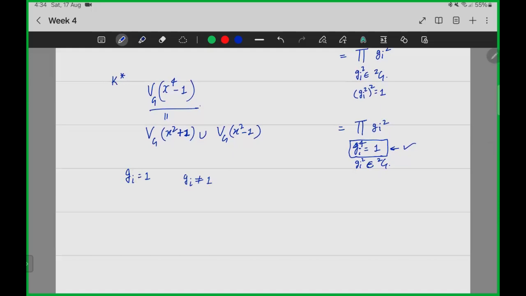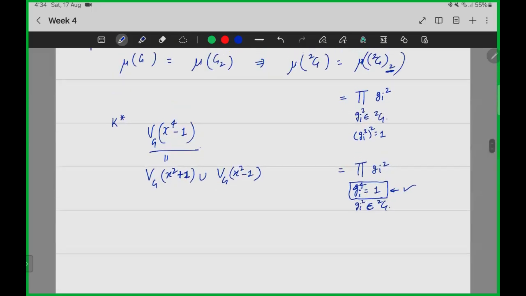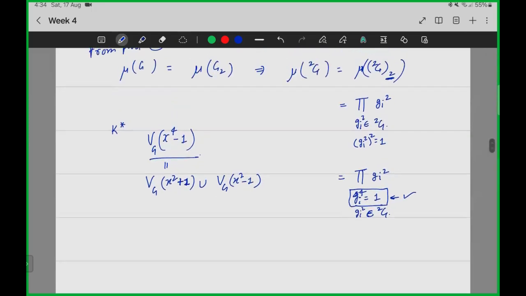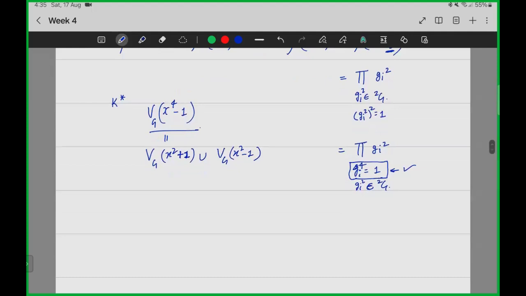No, it is not necessarily. For example, gi power 4 is 1 for minus 1 also. But minus 1 to the power 2, if you take, it will be plus 1. So that is not the case. But however, we have almost understood the problem. This product is not as large as we were thinking.